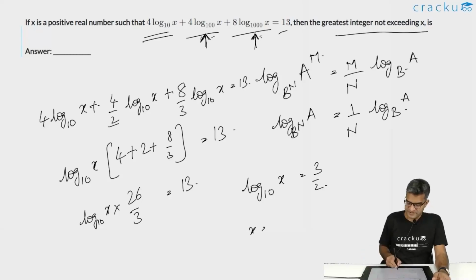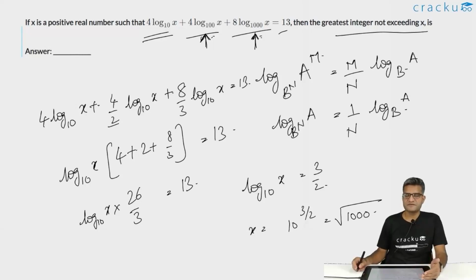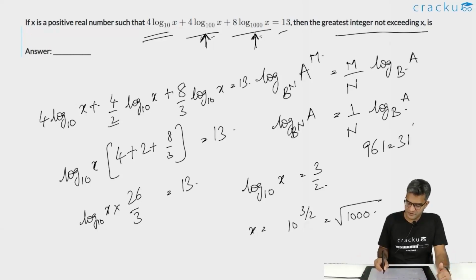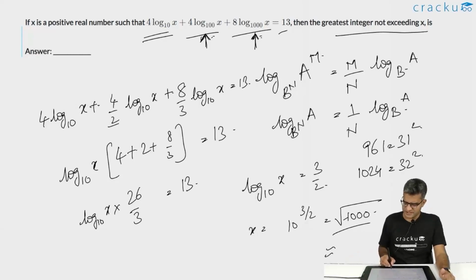Therefore, the value of x is 10 to the power 3 by 2, which is equal to square root of 1000. We know that the largest perfect square which is less than 1000 is 961, which is 31 square. Similarly, the smallest square which is greater than 1000 is 1024, which is equal to 32 square. So this will be approximately 31.5, which will lie between 31 and 32. Therefore, the largest integer which is less than x will be equal to 31.